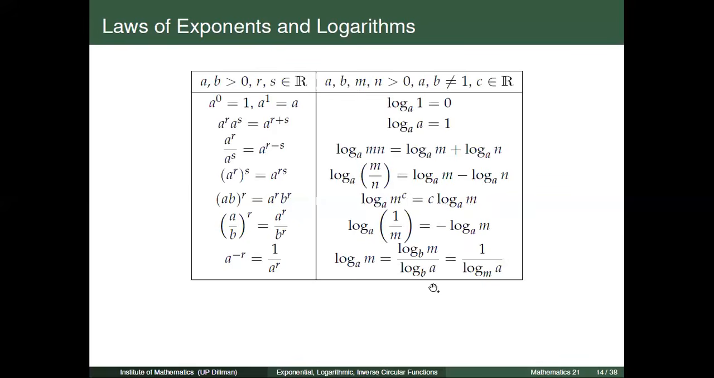Now, this last statement is called the change of base formula. It tells us that the logarithm of m to the base a is equal to the quotient of the logarithms of m and a to a prescribed base b. We will use this later on.